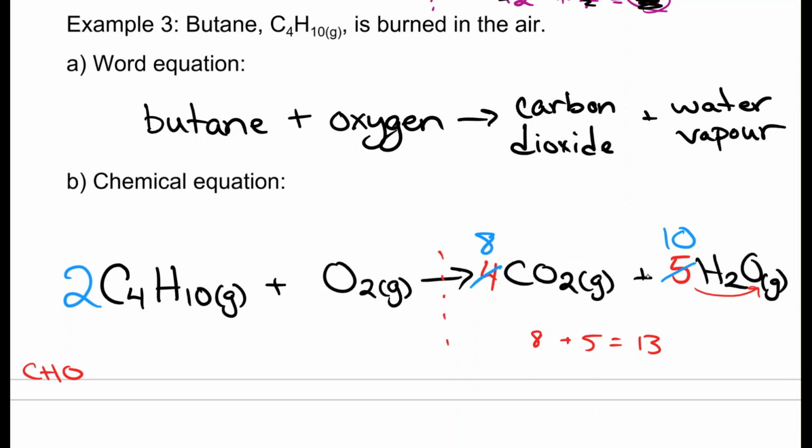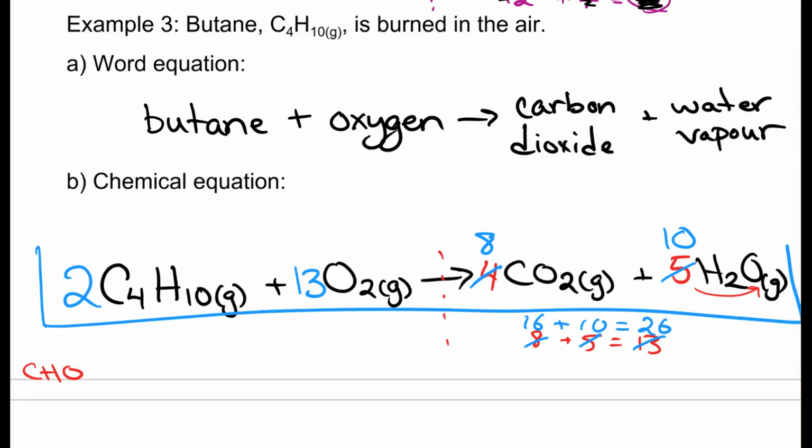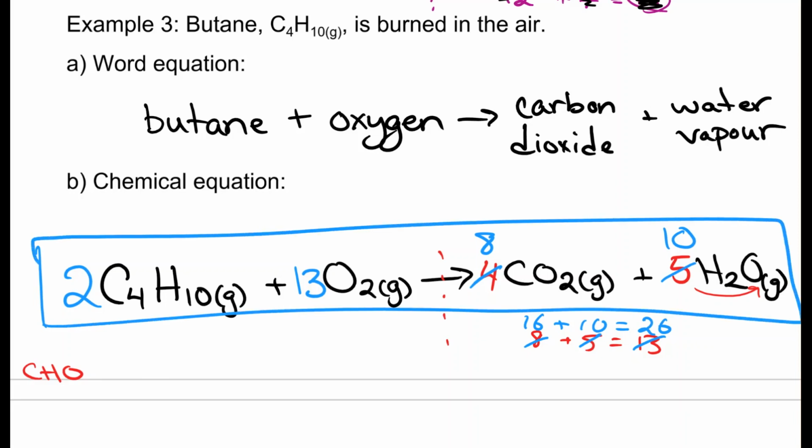We doubled this, so everything else is going to double. So now 8 times 2 is 16. 10 times 1 is 10. So the total instead of 13 is 26. How do we make 26 out of groups of 2? Well, we need 13 groups of 2. And we've got ourselves a balanced chemical reaction. Woo! Okay.